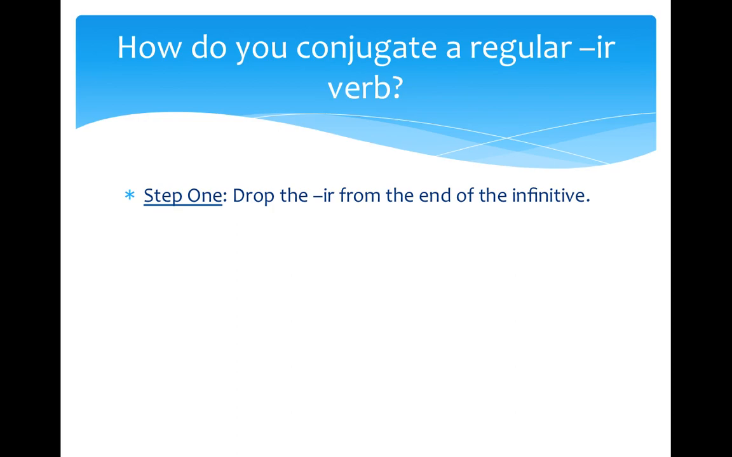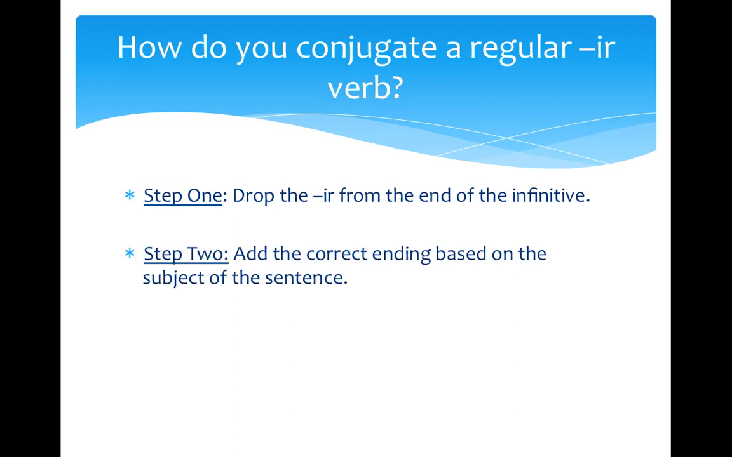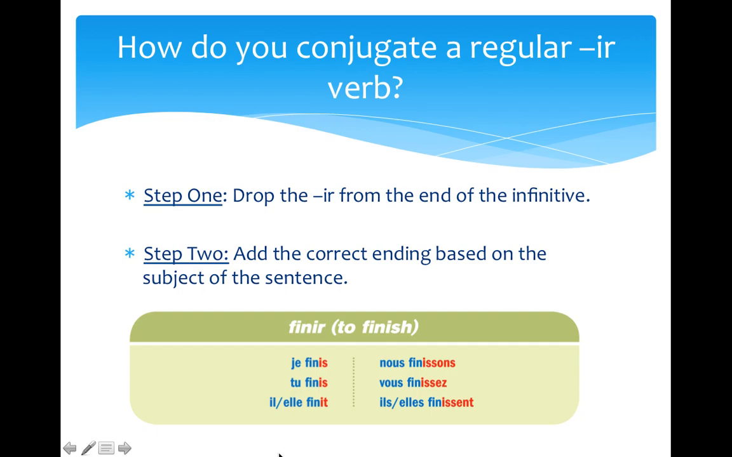Step 1, drop the IR from the end of the infinitive. And step 2, add the correct ending based on the subject of the sentence. So it looks like this. The endings that you have are in red, and then the blue is an example. So if you're conjugating a regular IR verb for je, you add is. For tu, you also add is. For il and elle, you add it. For nous, add issons. For vous, add issez. And for ils and elles plural, add issent.